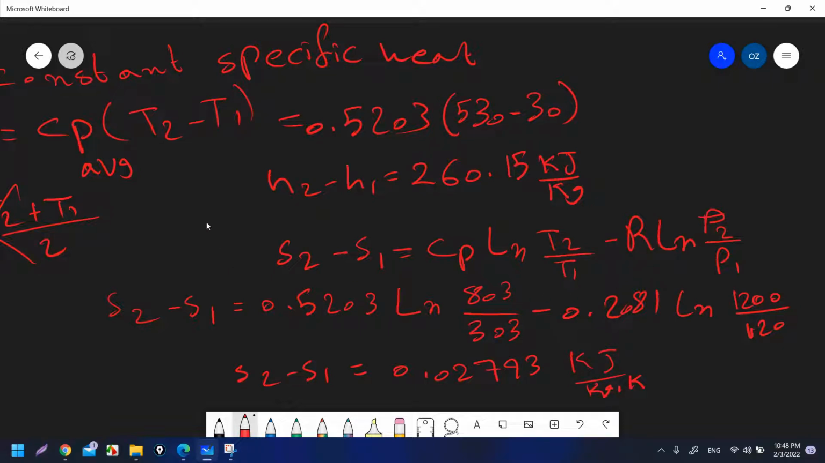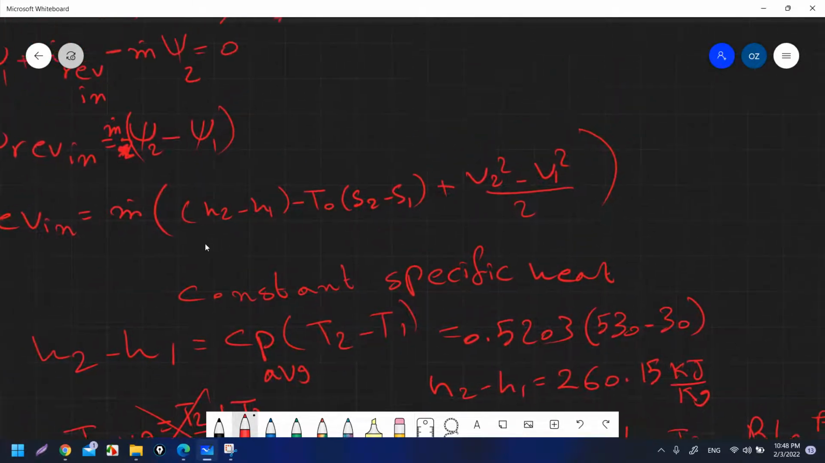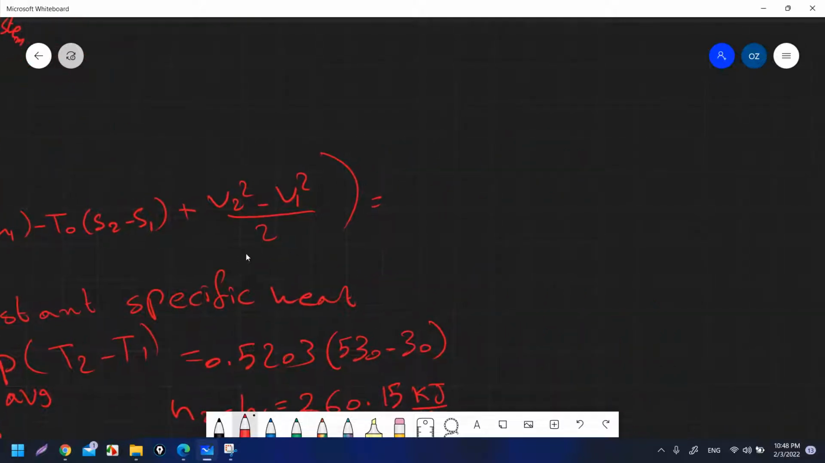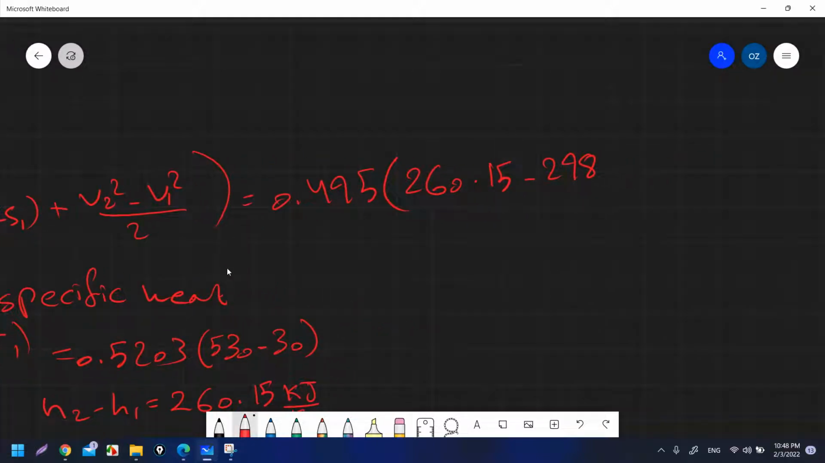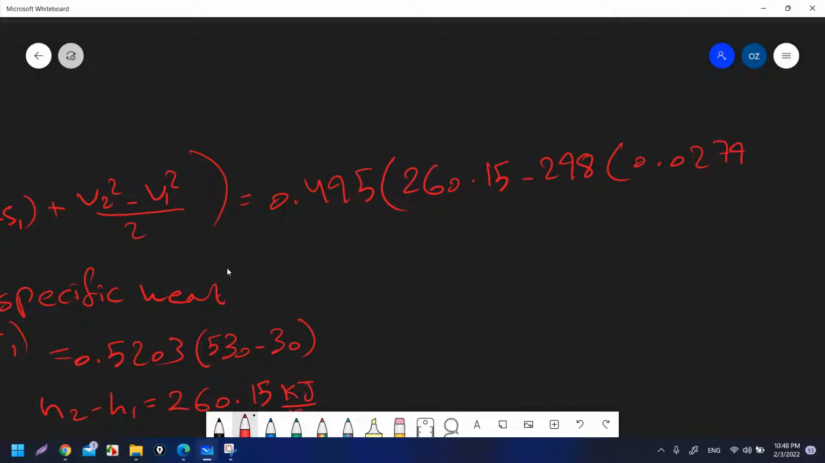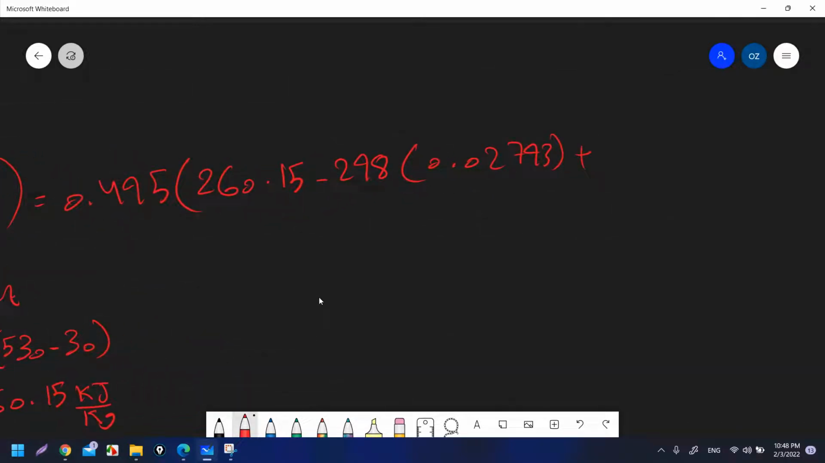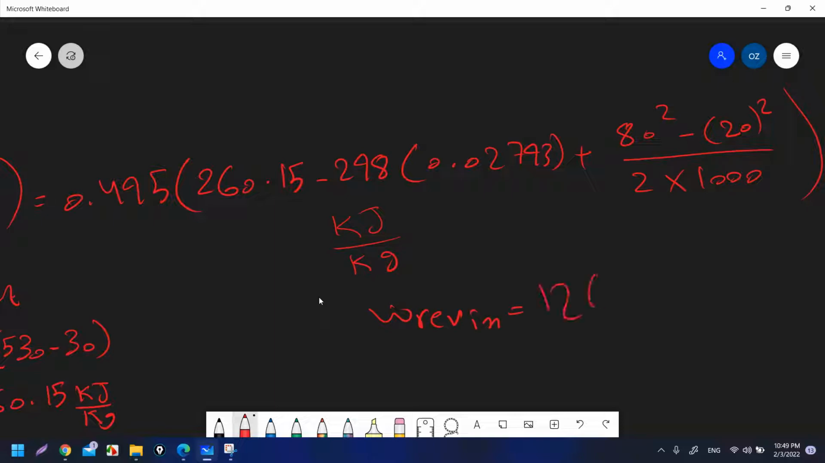I want to find the reversible work, so I will use this equation. M dot is 0.495, times H2 minus H1, which we got as 260.15, minus 298, that's T naught, times S2 minus S1, which is 0.02793, plus V2 squared, which is 80 squared, minus 20 squared. In the calculator you have to put the bracket because there is a negative here, so it squares only the 20 itself, over 2. Don't forget to divide by 1000, because that is in meter squared per second squared. You have to put it in kilojoule per kilogram, because all of these terms are in kilojoule per kilogram. Close the bigger bracket. The reversible work will be 126 kilowatt.